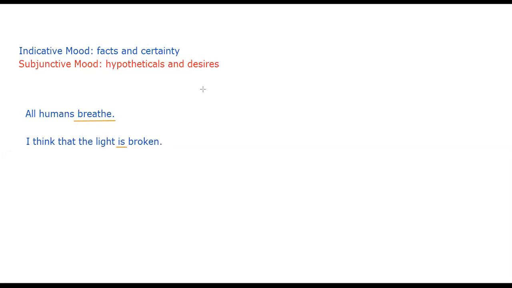So we call it the indicative mood here because we are certain that it's broken. It doesn't necessarily have to be true. It could also just be something that we strongly believe to be true. So in this case, we believe that the light is broken, versus the first statement where we know for a fact that all humans breathe. So the indicative mood can cover facts and things we believe to be true. So, certainty.